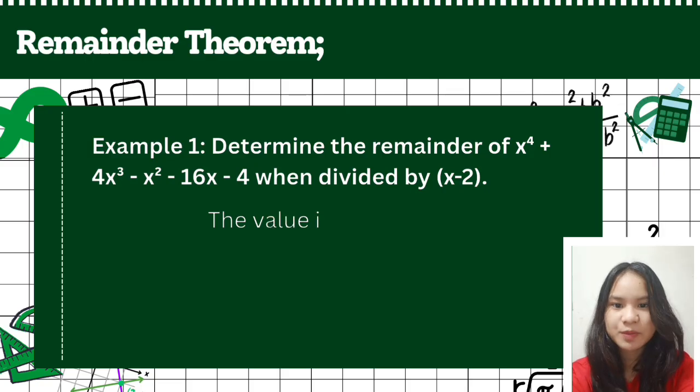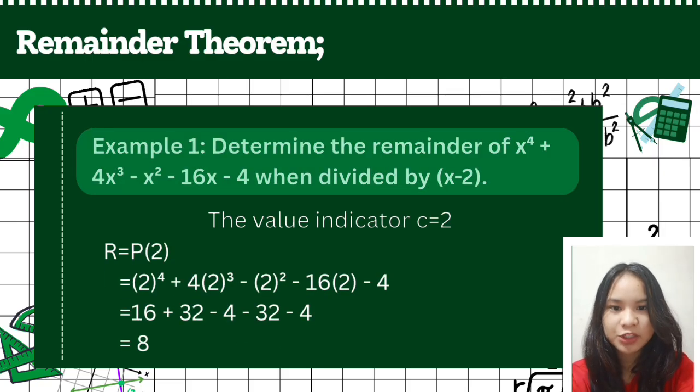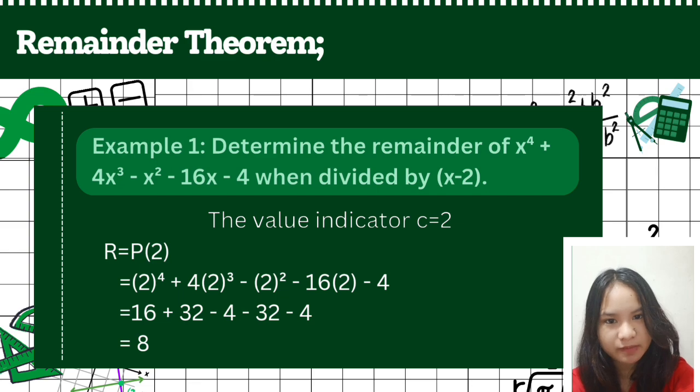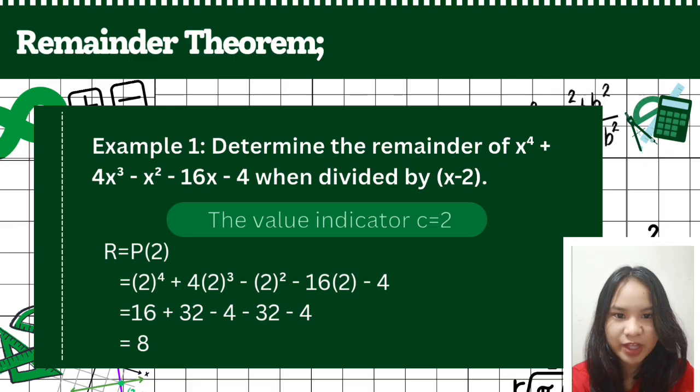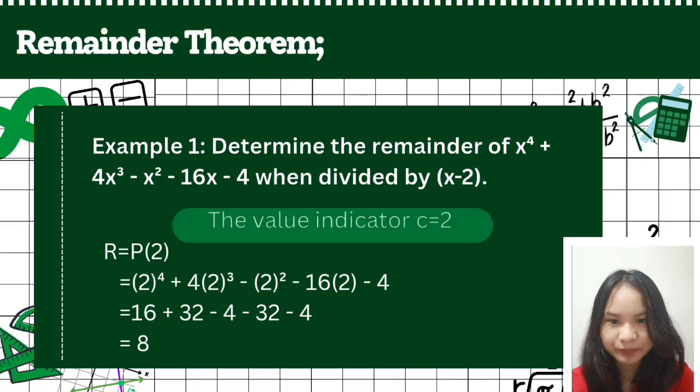So here we have example number 1. Determine the remainder of x to the power of 4 plus 4x cubed minus x squared minus 16x minus 4 when divided by x minus 2. First, let's identify our value indicator from our divisor. The divisor here is x minus 2, so our c value is 2.